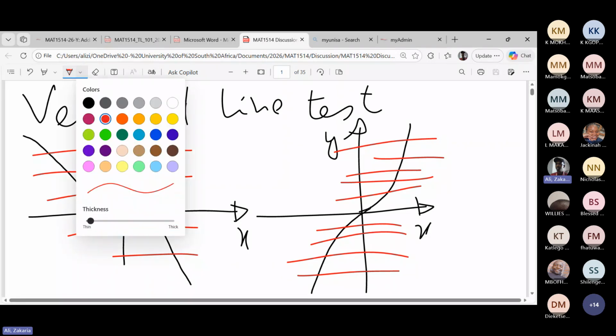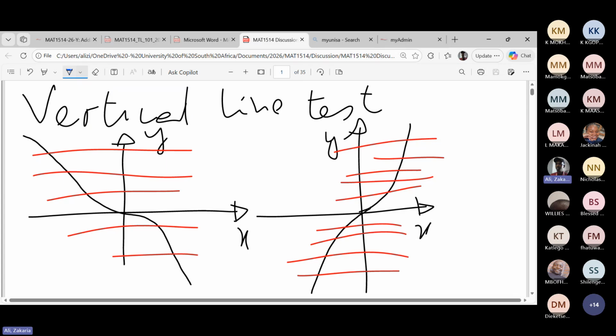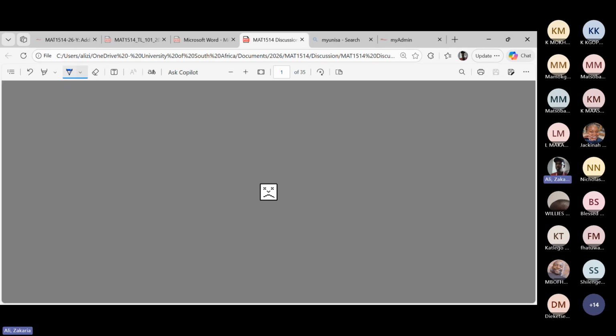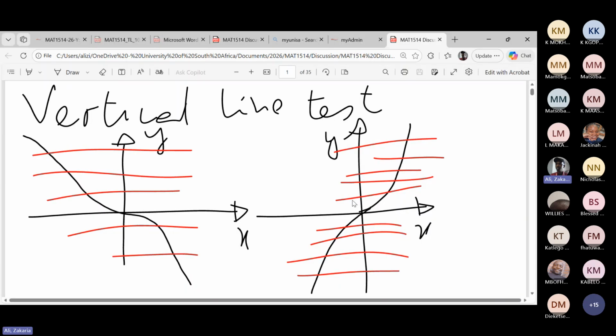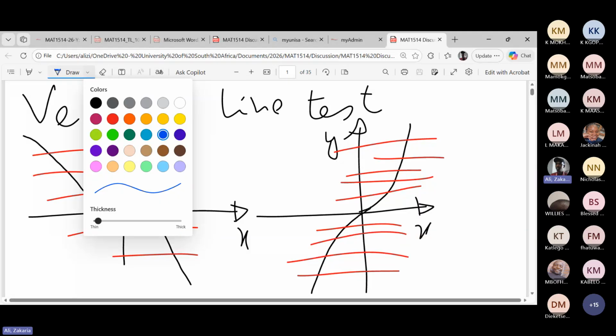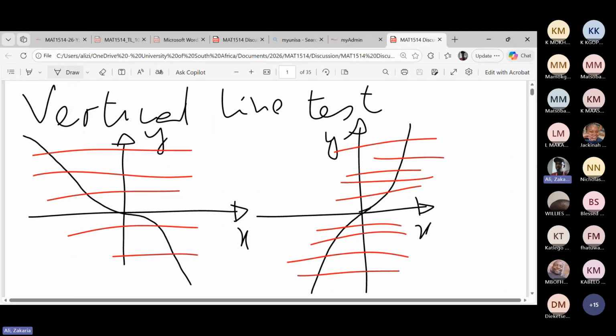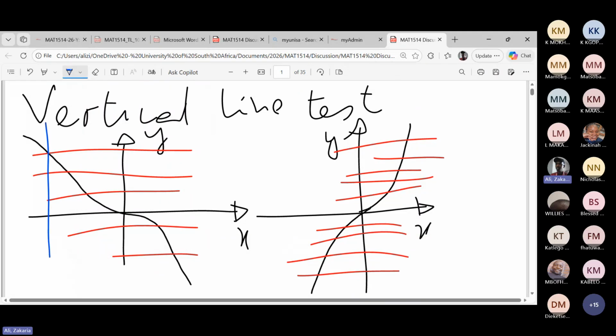Let's test the vertical line test now. Let me use the blue color. The vertical line test, let's see how many times it touches. Oh my goodness, I think I need to open that discussion file. Okay, at least I have this. So for the vertical line test, you can check it's only touching the graph only once.